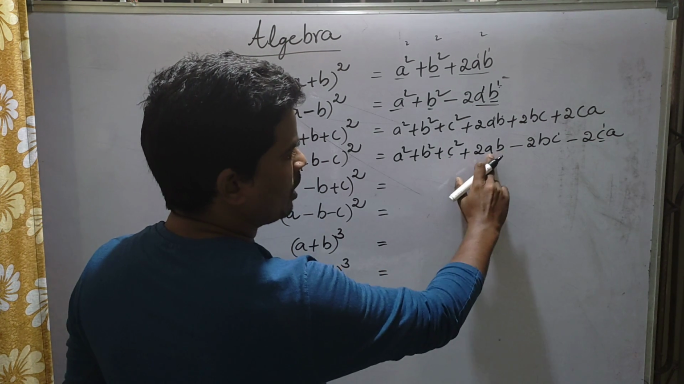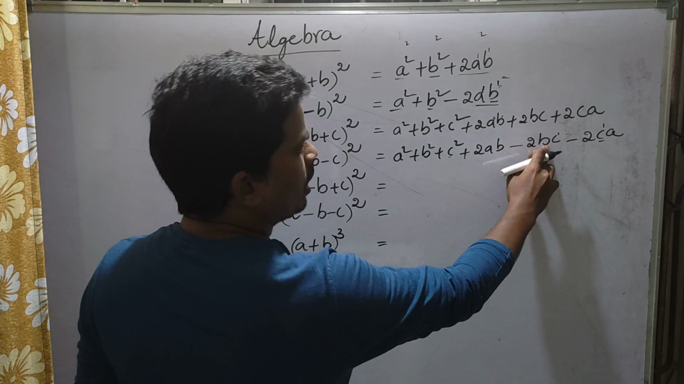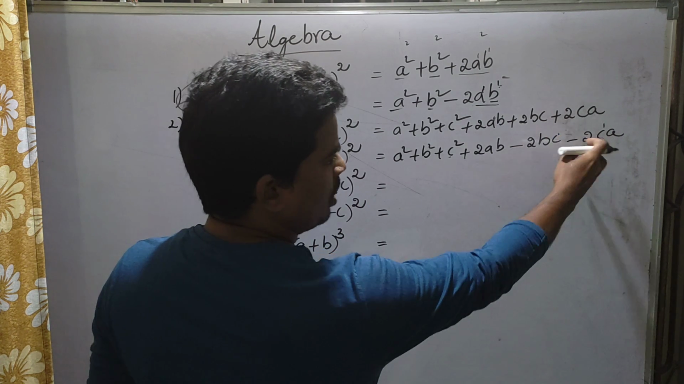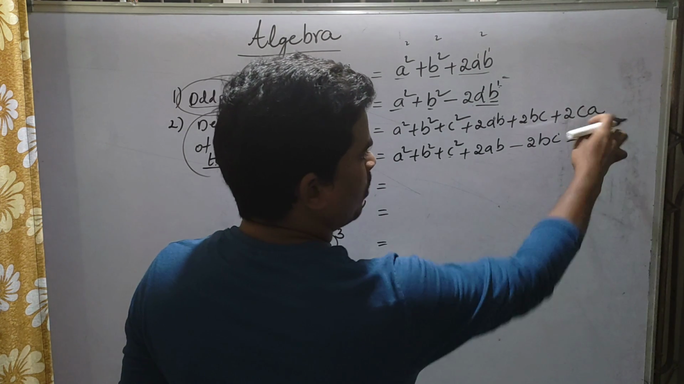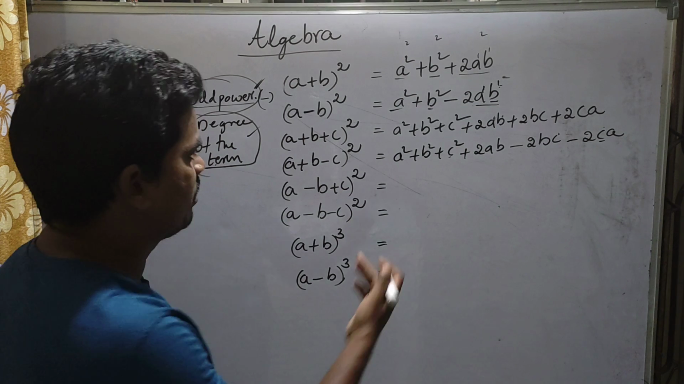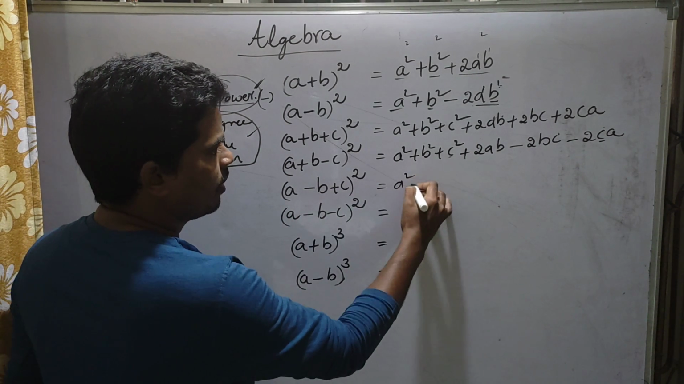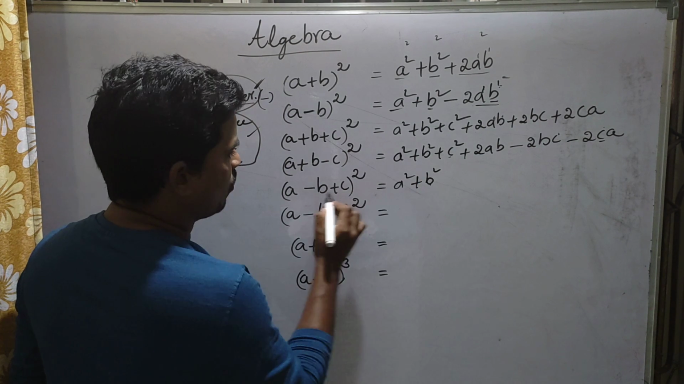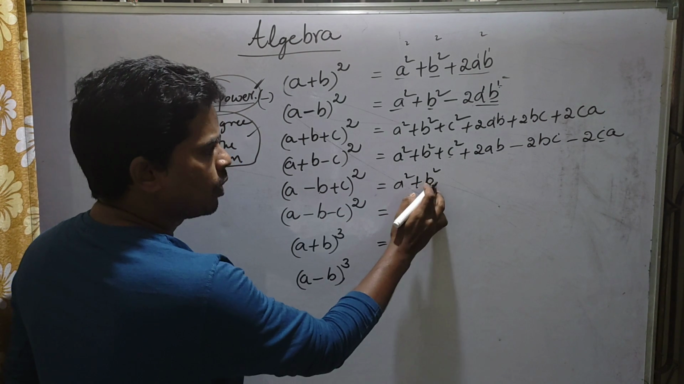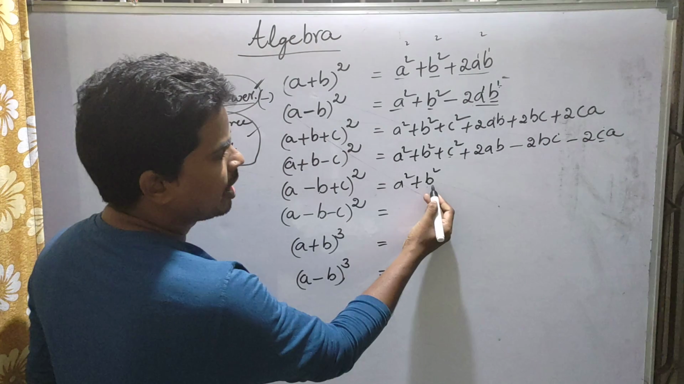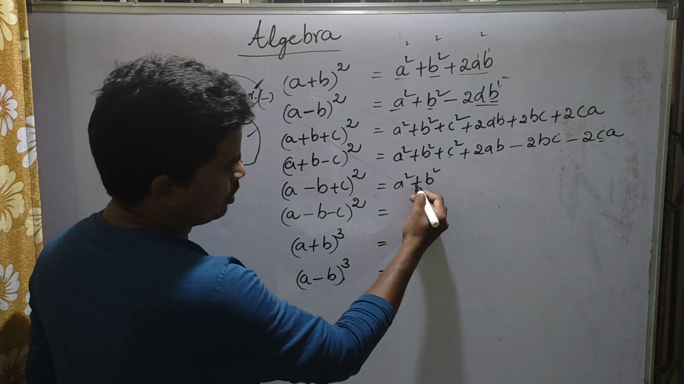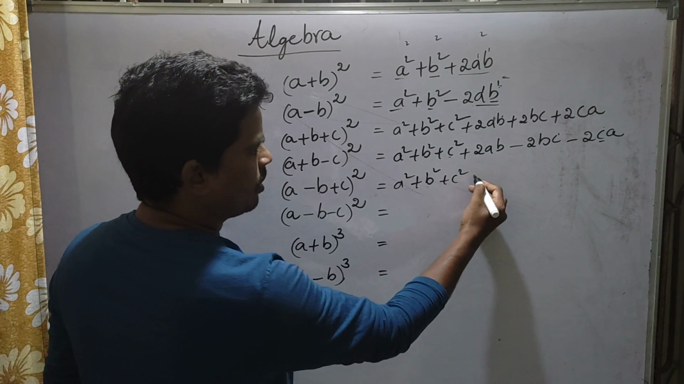a power 1, b power 1 means 1 plus 1, 2. b power 1, c power 1, 1 plus 1, 2. c power 1, a power 1, 1 plus 1, 2. So the same follows here also. Observe only b. Plus b square. b has negative, no? So we should watch only b. b square means even power, so plus only. Plus c square.